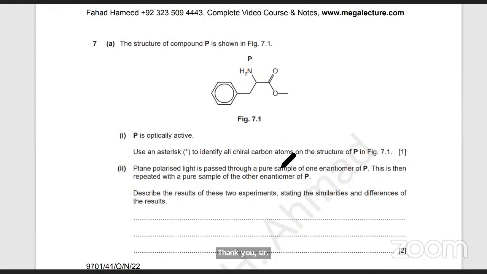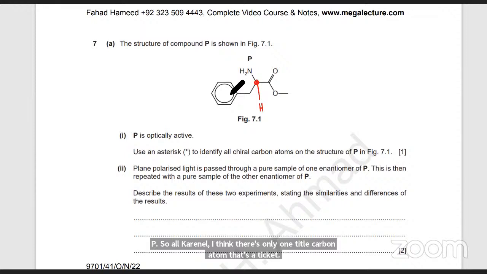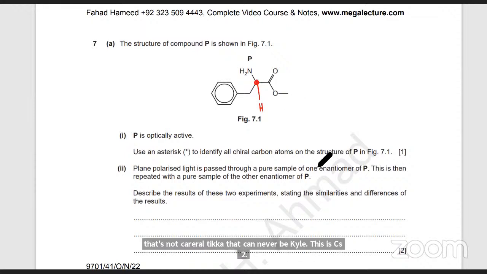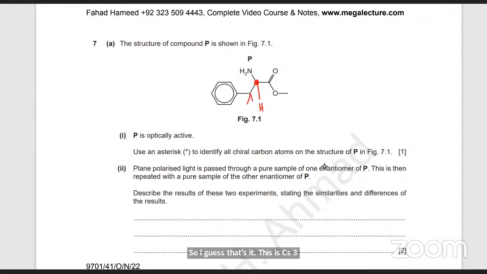The structure of P is optically active, so use an asterisk to identify all chiral carbon atoms on the structure of P. So all chiral, I think there's only one chiral carbon atom. That's it. Okay, there's going to be an H. The benzene is alternating double bond, so that's not chiral. Okay, that can never be chiral. This is CH2, so I guess that's it. This is CH3. Then this one will have three H's. So we've just got one chiral.